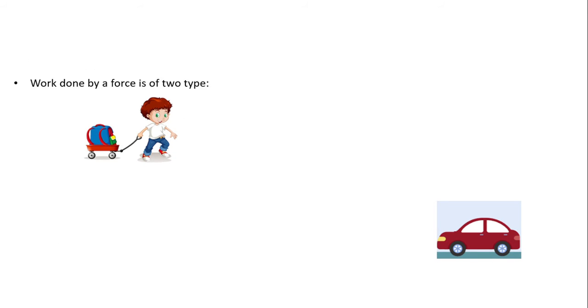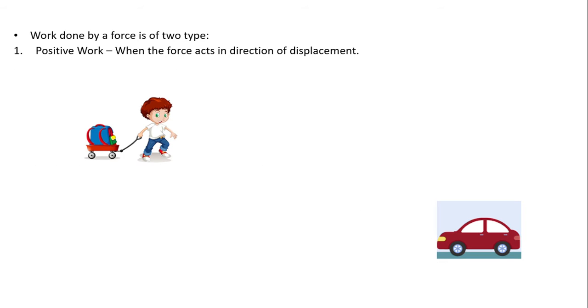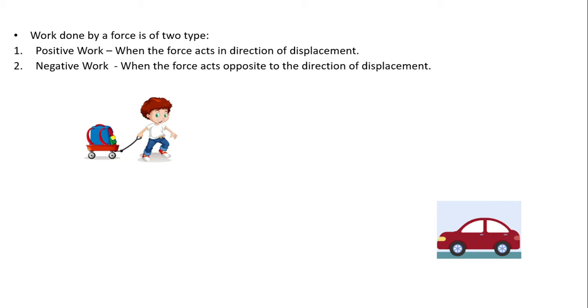There are two types of work. One is positive work, other is negative work. If the force acts in the direction of the displacement, it is called positive work. But if the force acts opposite to the direction of the displacement, it is called negative work. Let me explain with the help of two examples.